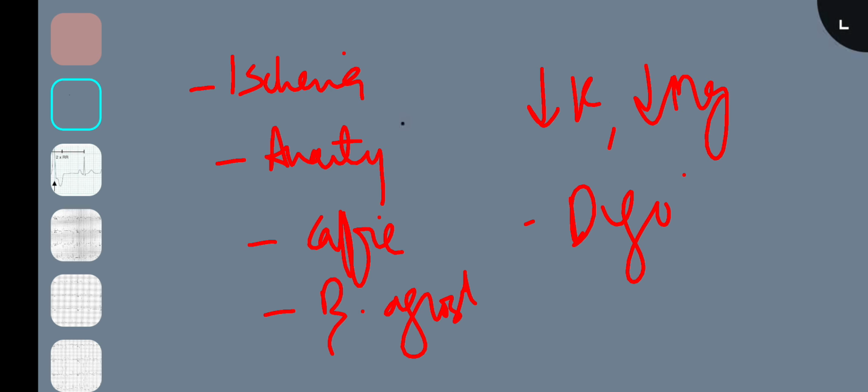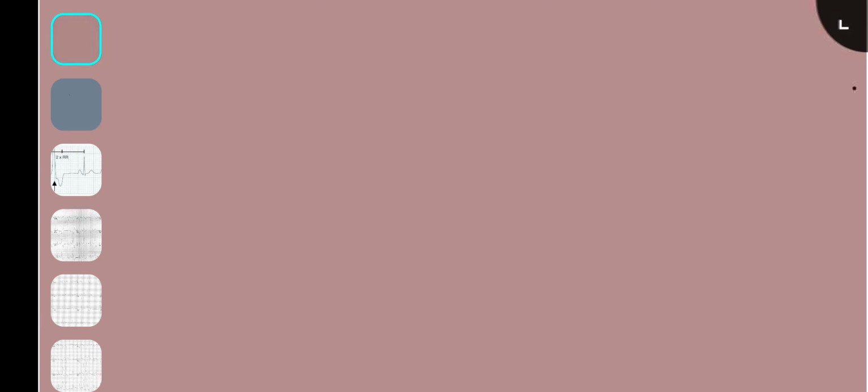So importantly, keep ischemia in your mind, because this is where you need to act and you can correct that. Also check for low potassium and low magnesium. And then take a drug history, digoxin or any sympathomimetics, and ask about anxiety and caffeine.